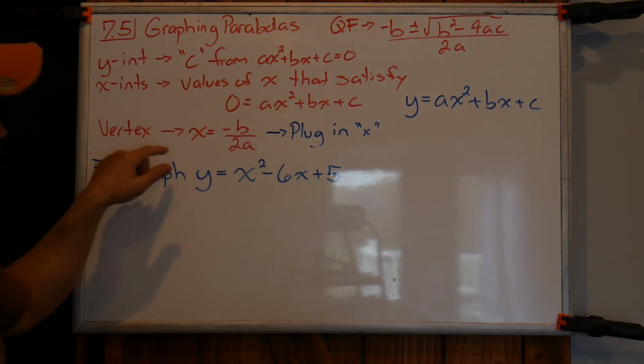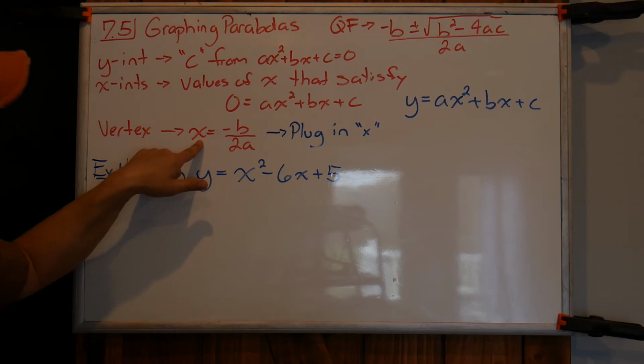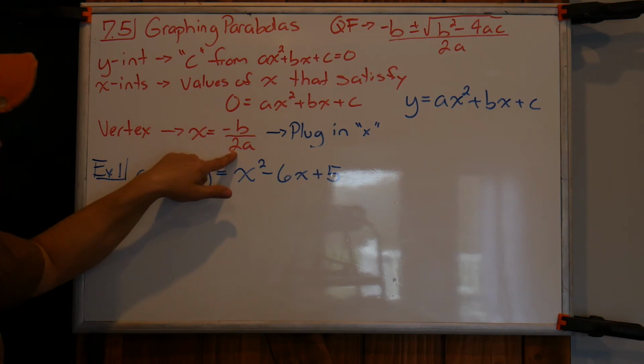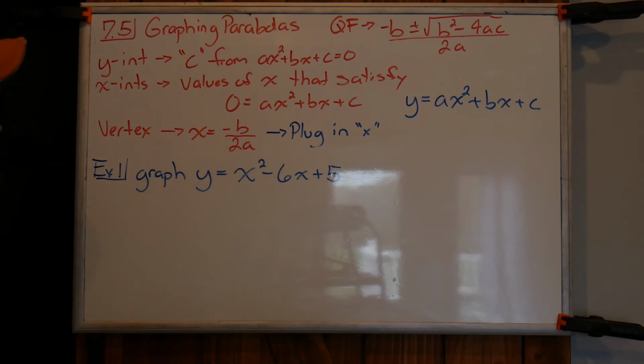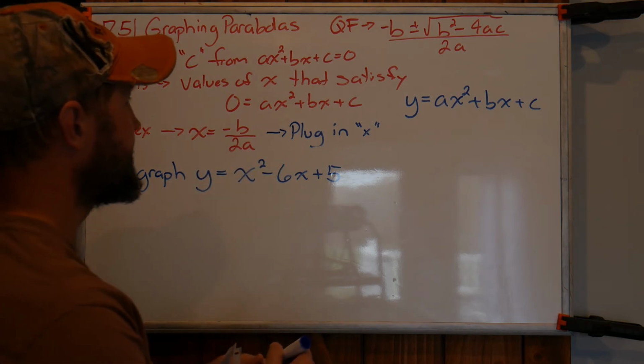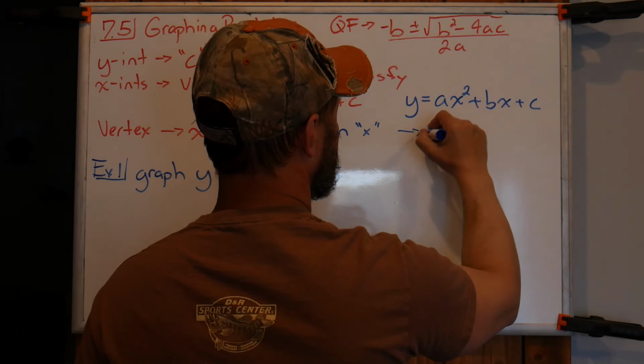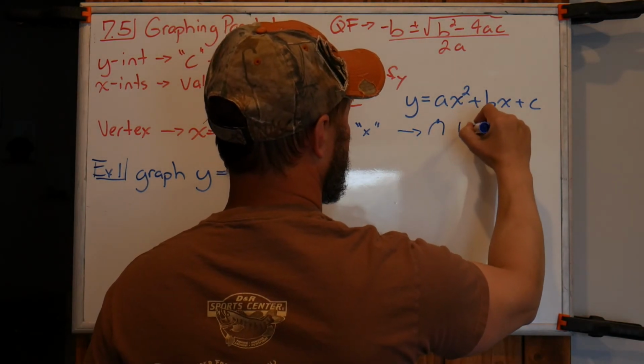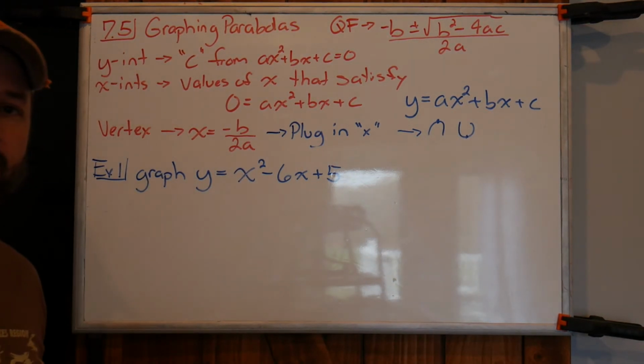Our vertex is this formula: x equals negative b over 2a. Once you solve that, plug in the x, you find your y, and that's the vertex. The vertex is the high or low point of that parabola.